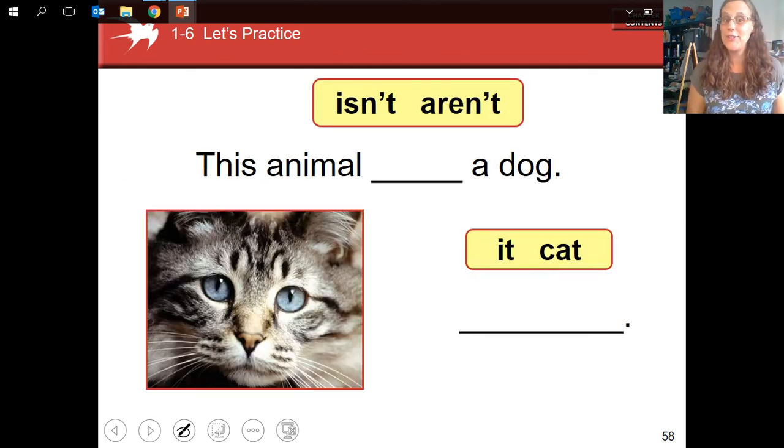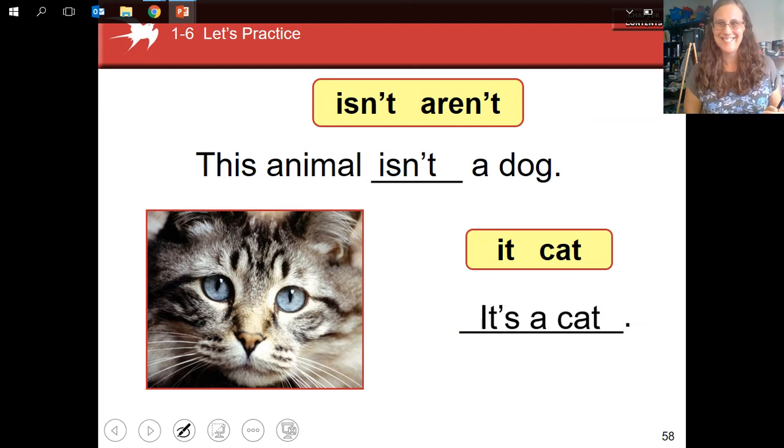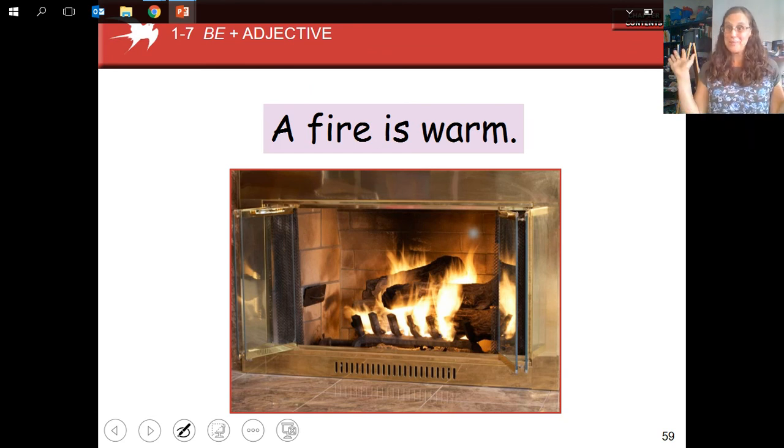Going a couple more. All right. This animal, a dog. This animal isn't a dog, right? It, one. This animal isn't a dog. Okay, affirmative, cat, right? This is a cat, yes? So sentence with it and contraction. It's a cat. Okay. Are you getting it?